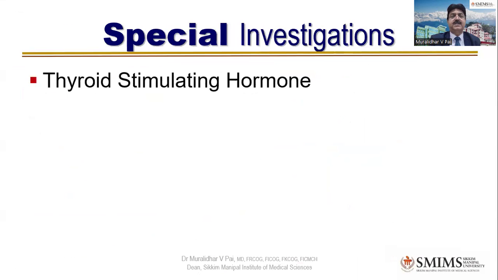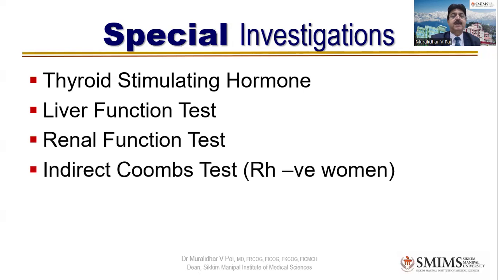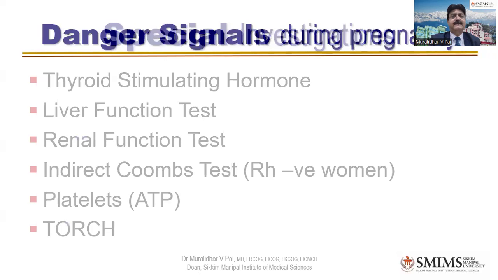Some of the special investigations: thyroid stimulating hormone, TSH, we do this. It's not a special investigation anymore. Liver function test in the previous cases of preeclampsia, renal function test in the same situation, indirect Coombs test for Rh negative women, platelets, ITP, if there is any adult type of thrombocytopenia or preeclampsia. TORCH, of course, has lost its torch light. We don't do it often nowadays.